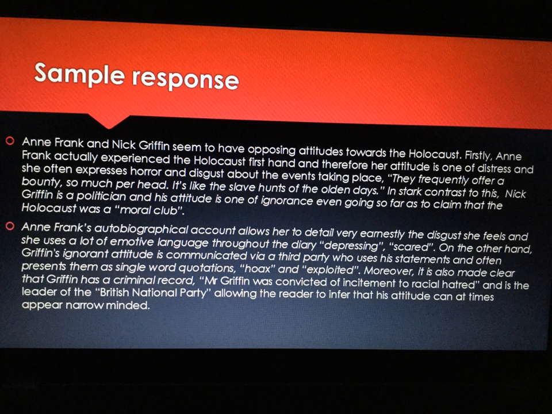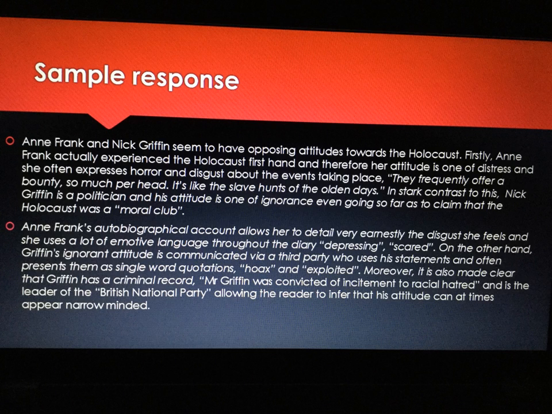So, for instance, we might write something like, Anne Frank and Nick Griffin seem to have opposing attitudes towards the Holocaust. Firstly, Anne Frank actually experienced the Holocaust firsthand, and therefore her attitude is one of distress, and she often expresses horror and disgust about the events taking place. "They frequently offer a bounty, so much per head. It's like the slave hunts of the olden days." In stark contrast to this, Nick Griffin is a politician, and his attitude is one of ignorance, even going so far as to claim that the Holocaust was a moral club.